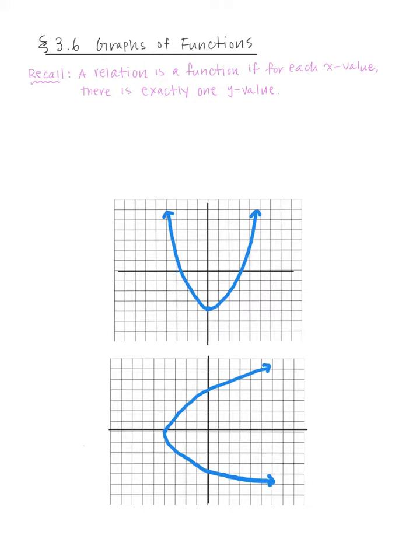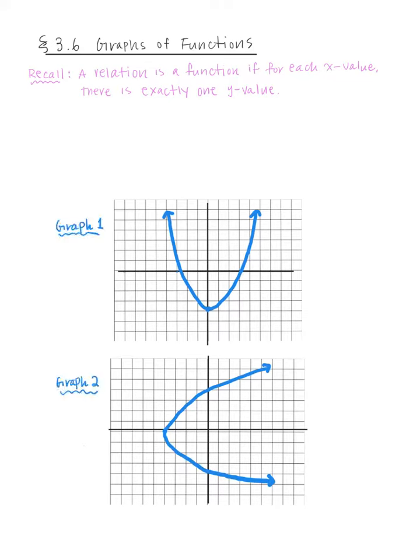Okay, so from the last section, let's recall that a relation becomes a function if for each x value there is exactly one y value. So in this section, what we're going to be learning is, given a graph, how to determine whether the graph is a function or not. Okay, so let's look at the first graph.